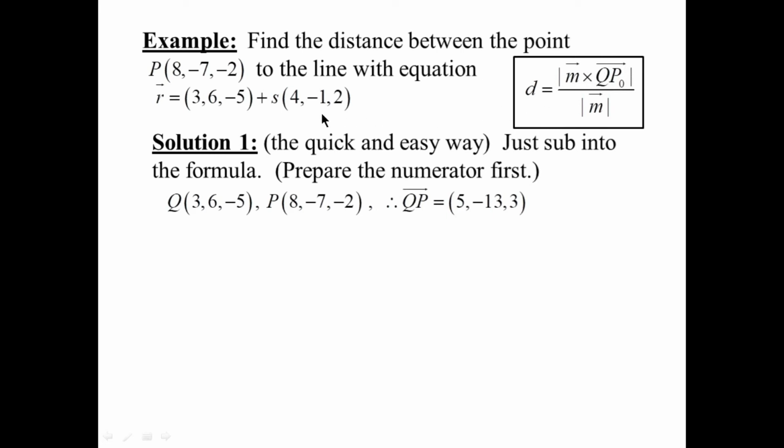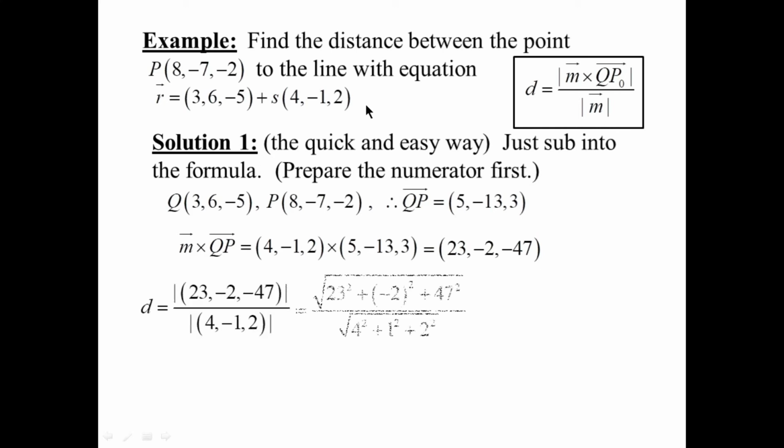M is the direction of the line, so we'll work out that cross product. 4, minus 1, 2, crossed with QP. And work that out. Now we have our numerator. So we'll need the magnitude of this vector divided by the magnitude of this vector, and that will be the distance.